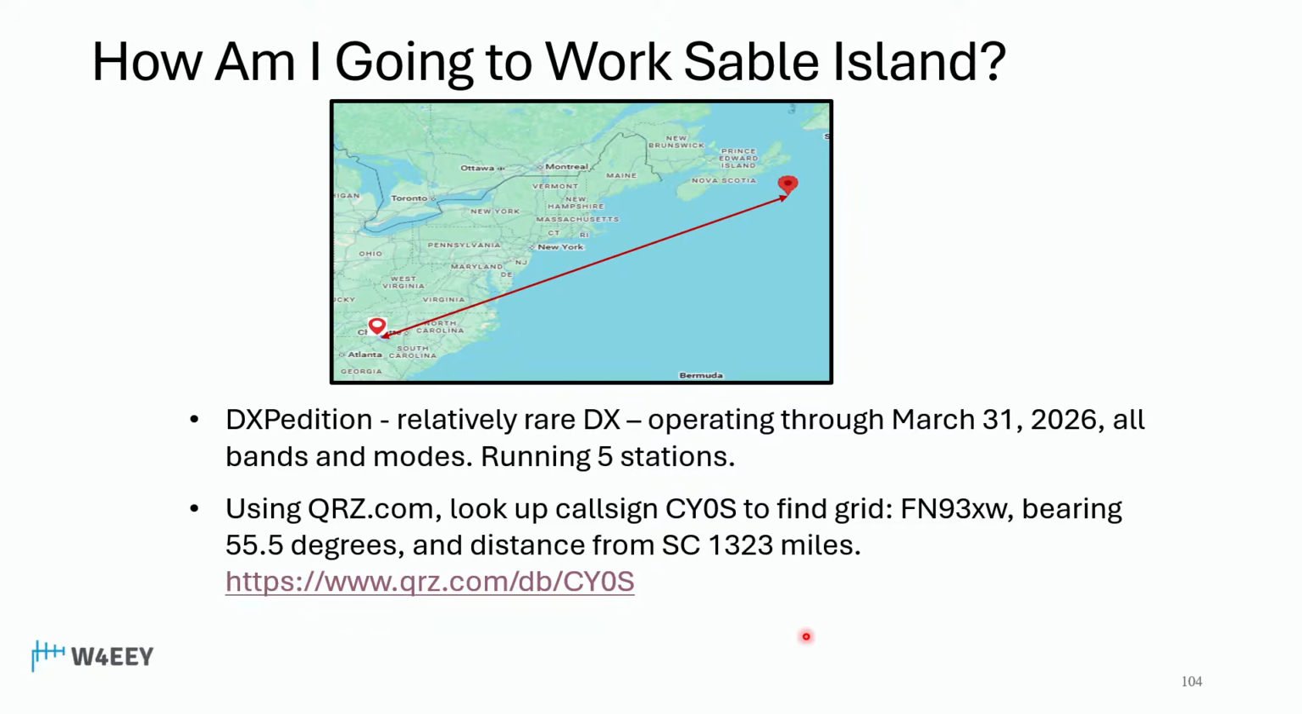So how did I do this? Using qrz.com, I can look up the call sign of the DXpedition, CY0S, and that'll give me the grid square and the bearing to that site. So I'm going to do that. I think I've actually got it up here somewhere. If not, I'll just go ahead and click on it.